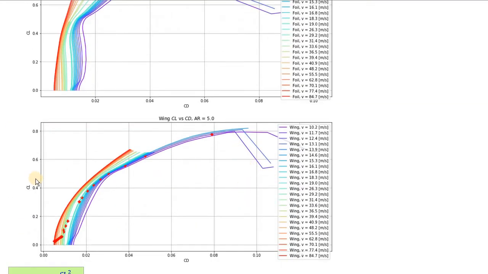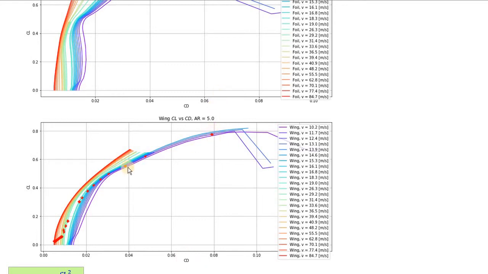Then we go here and we look at the lift coefficient that we need. Okay, somewhere here, let's say 0.7. Then we project a line to the corresponding curve. For this case, it's the speed 10 meters per second. And after that, we drop the line down and we can find the drag coefficient. So I have the drag coefficient.